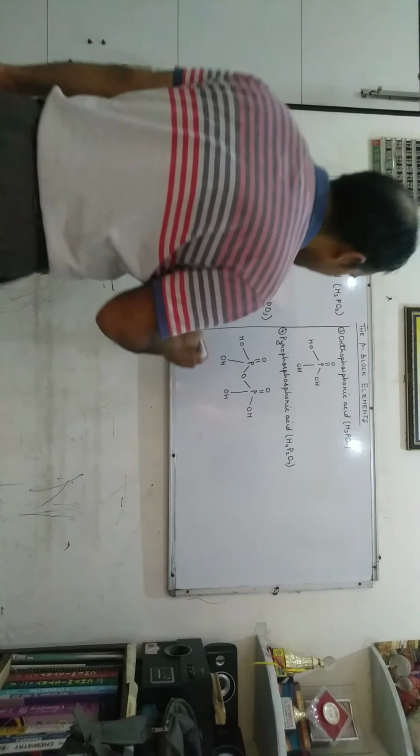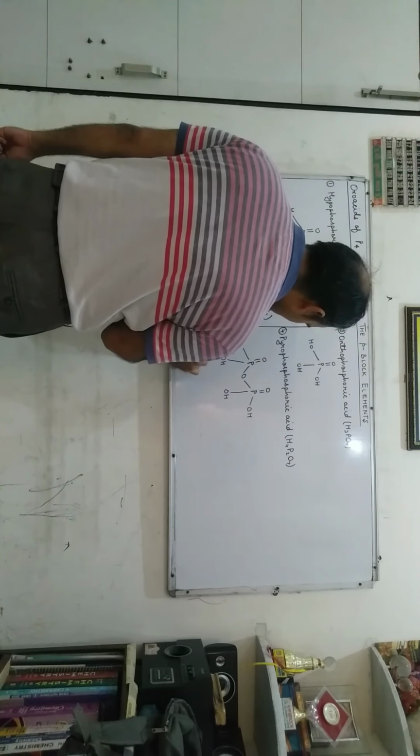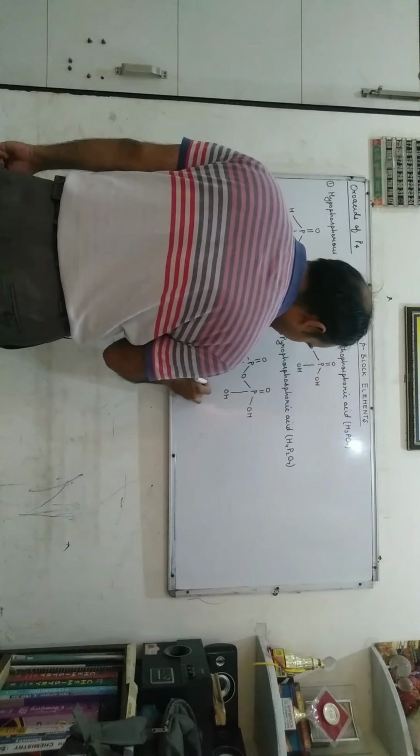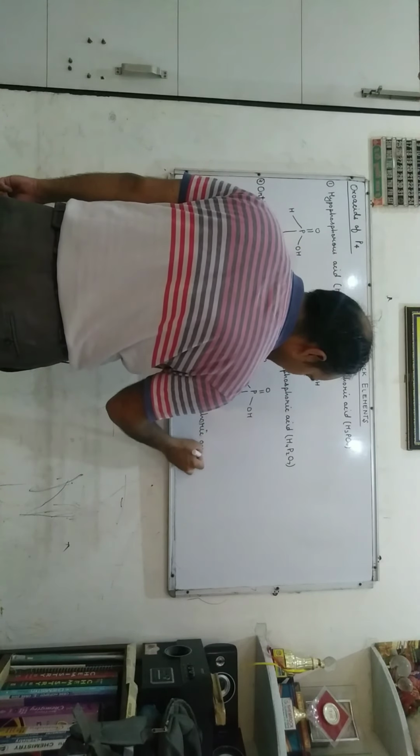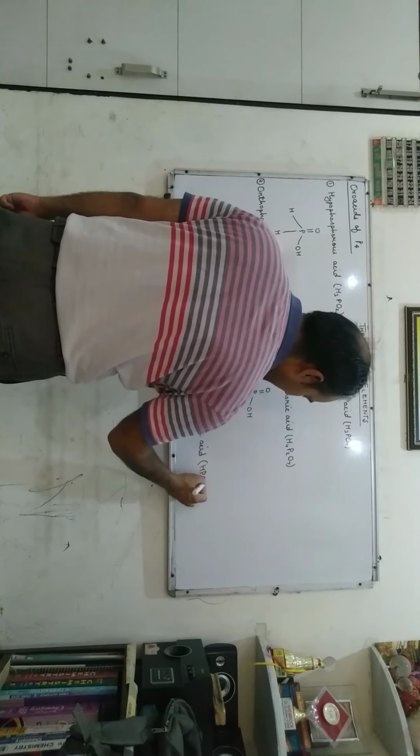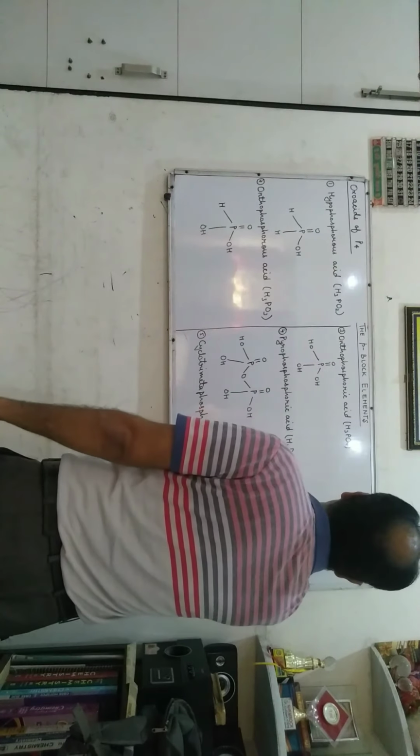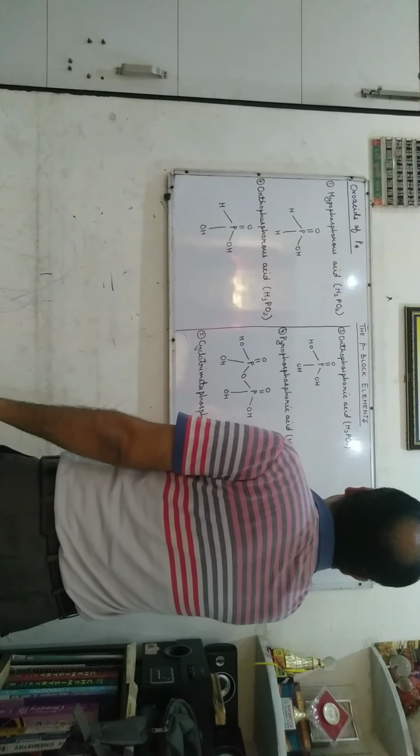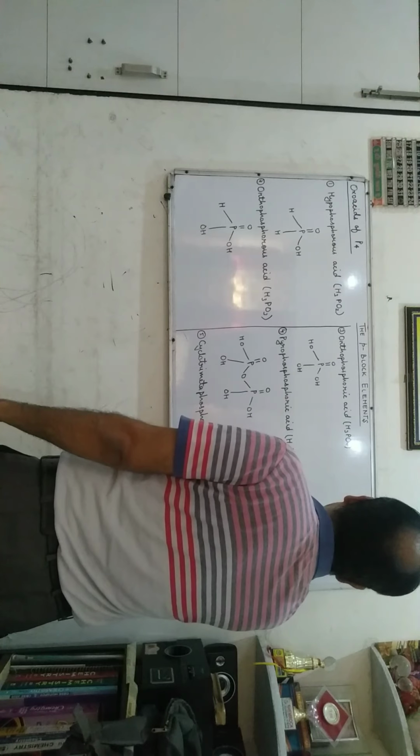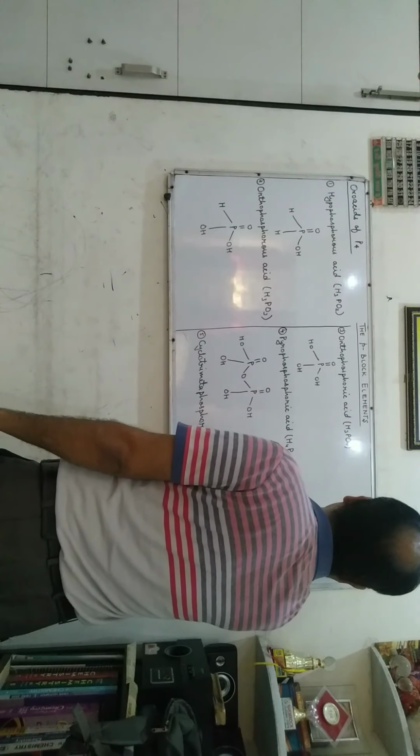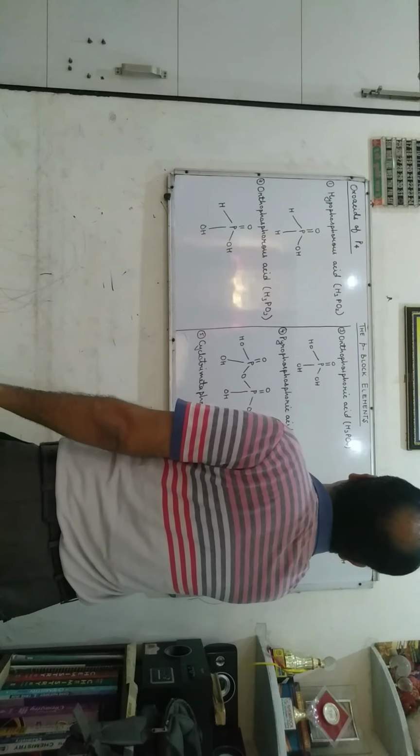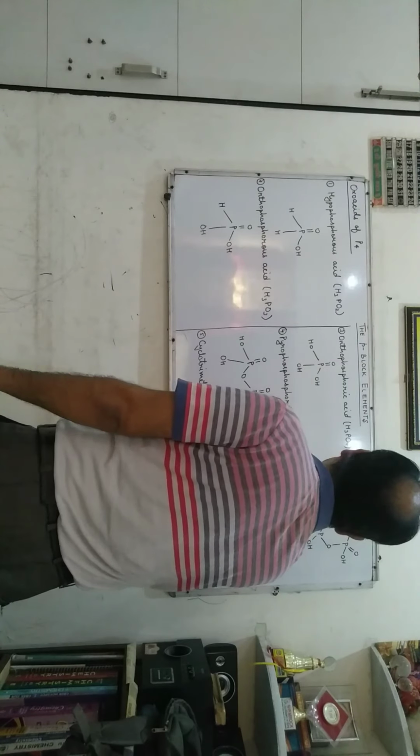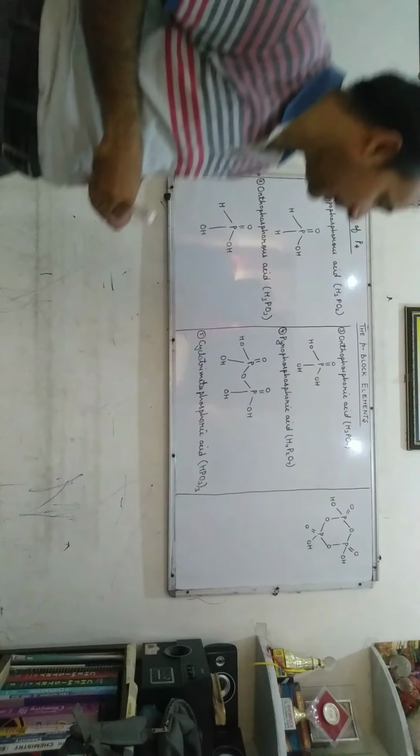The fifth one is cyclotrimetaphosphoric acid, formula (HPO3)3, and the structure of cyclotrimetaphosphoric acid is represented in this manner. So these are some oxoacids of phosphorus.